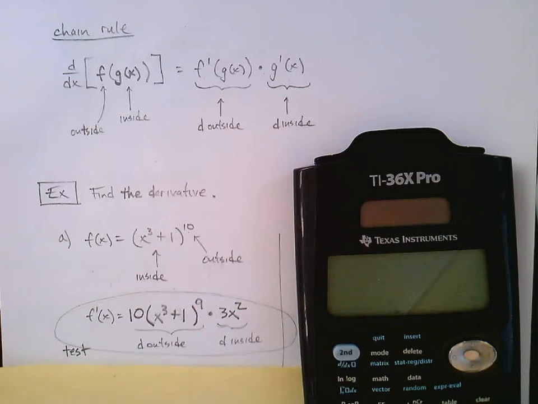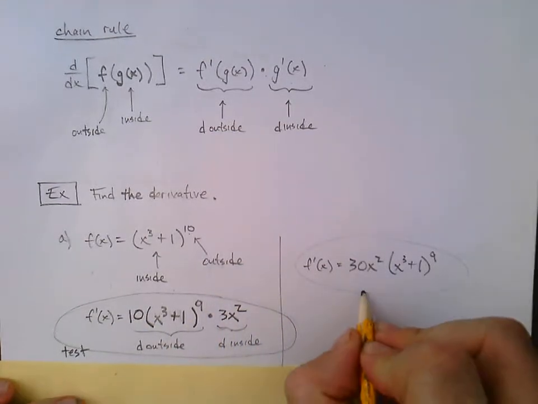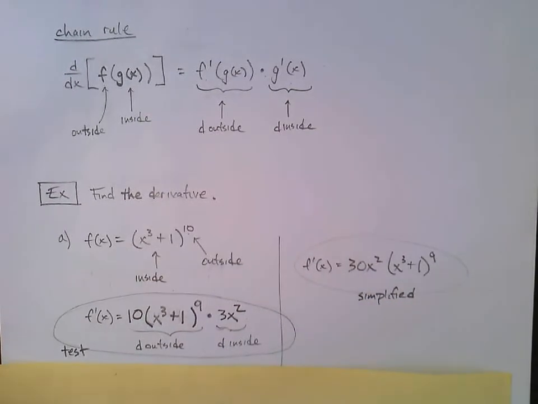That said, this one is not too hard to simplify, right? 3x squared, maybe multiply it by the 10. We could write it like this. So this is maybe what we'd call the simplified version, like that. And there you go. So on a test, this is all I need to see. But in this case, not too hard to clean it up.